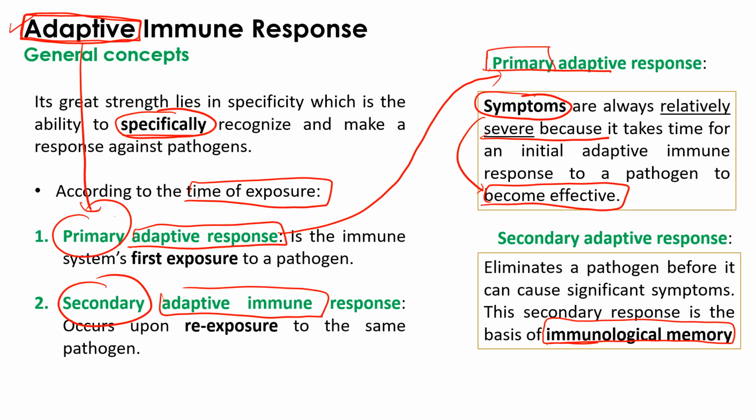Now, once you have this primary adaptive response, the important thing is then your body is like, okay, you got me this time, but you're not going to get me a second time. So you develop what we call a secondary adaptive response, which happens when you get re-exposed to the same pathogen that made you sick the first time. Now, because you already know how to fight that bug, you're going to eliminate that pathogen very fast in a very efficient way without a lot of inflammation. And all of this because you developed an immunological memory.